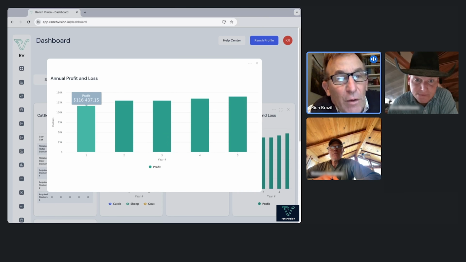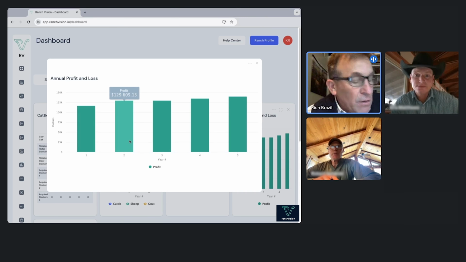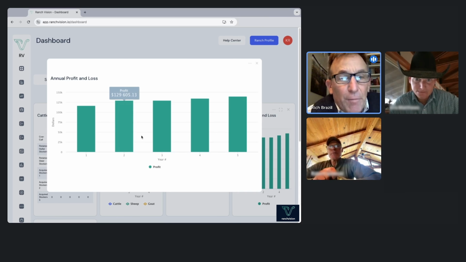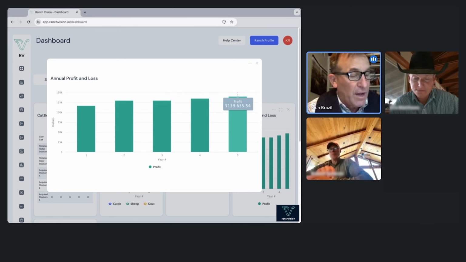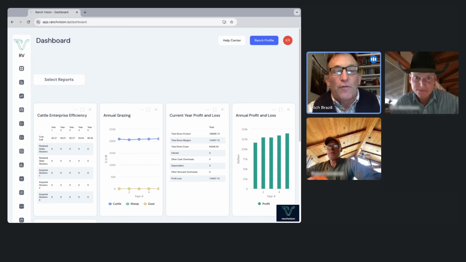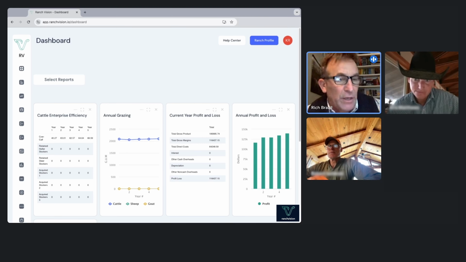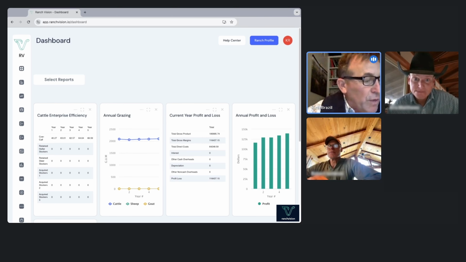We're starting out with a profit of $116,437 in year one. And then the way we're doing things at the moment, by year 5 it'll be $139,635. So that's just status quo. The first thing we wanted to consider was putting in a crossbreeding system. Yeah. Why don't we go ahead and do that and make the changes?